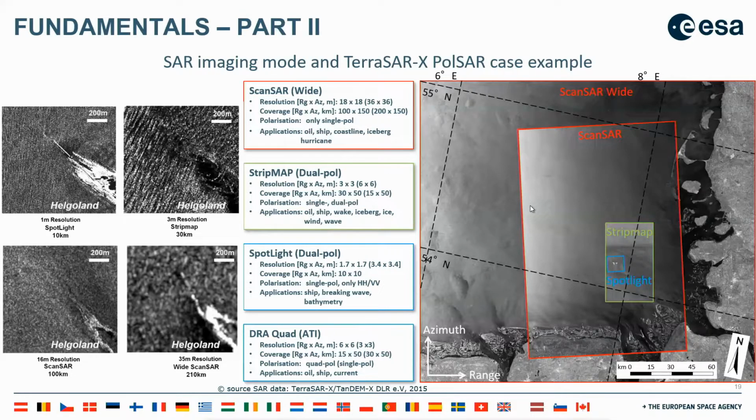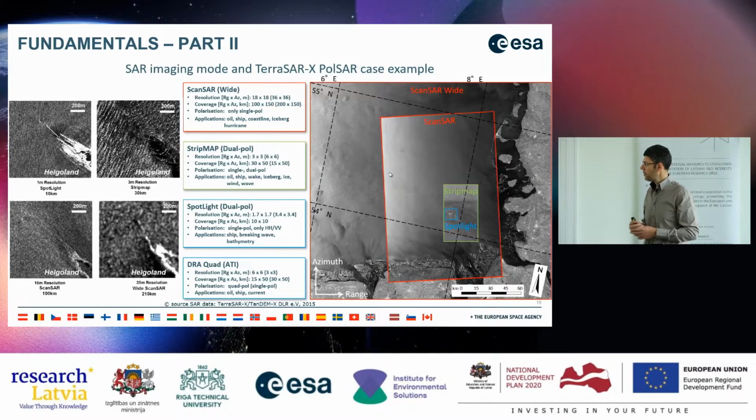You usually have the ScanSAR mode, where you have very large coverage. Here on the right-hand side is the red one. There are so-called ScanSAR wide and normal ScanSAR. With these modes you cover basically the German Bight completely. But these modes have so-called low resolution, ranging from 40 meters in the wide mode to 18 meters in the normal mode.